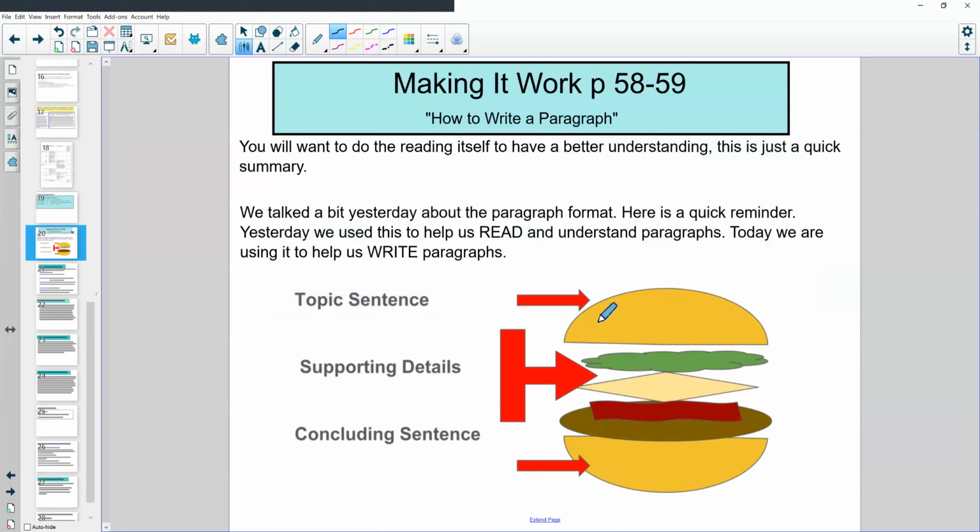The same hamburger paragraph format that we use to understand how to read a paragraph also helps us how to write a paragraph, right? We write a topic sentence, we write the supporting details, 5 or 6, we write a concluding sentence. Okay.